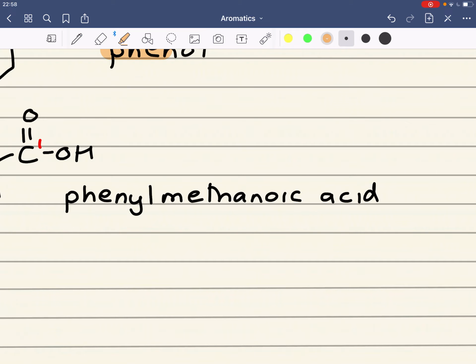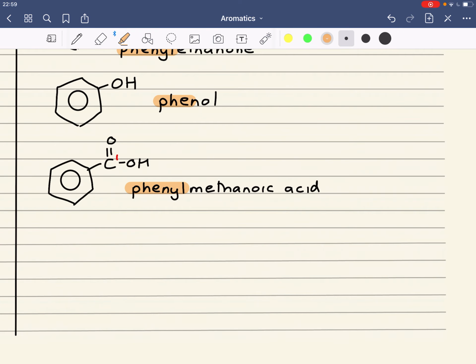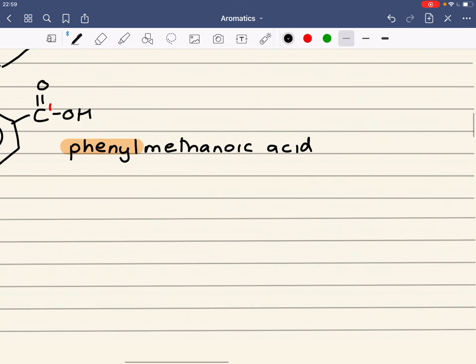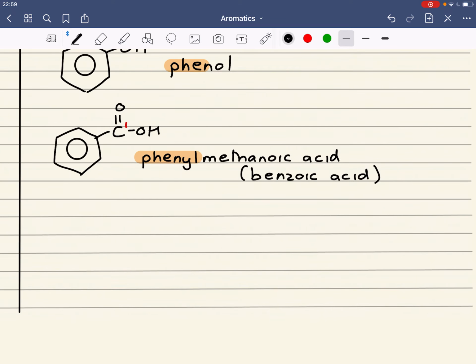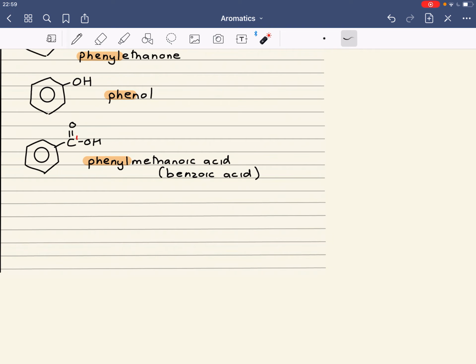Again, that's my phenyl. But for some reason, possibly historical reasons, this is actually called simply benzoic acid, and it's a kind of exception to the rule. If you've got a COOH group directly attached to the ring, it's not called phenylmethanoic acid, it's called benzoic acid. And therefore salts of benzoic acid are called benzoate salts.